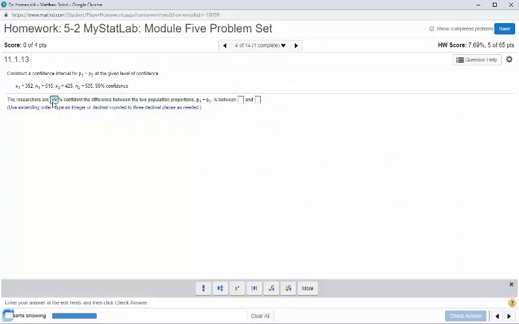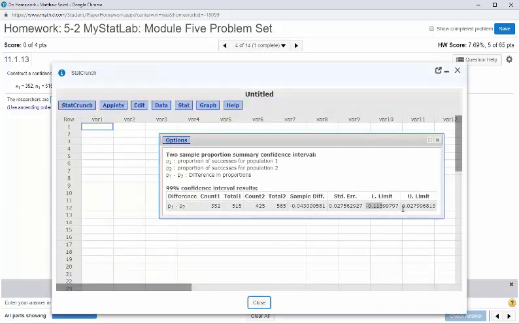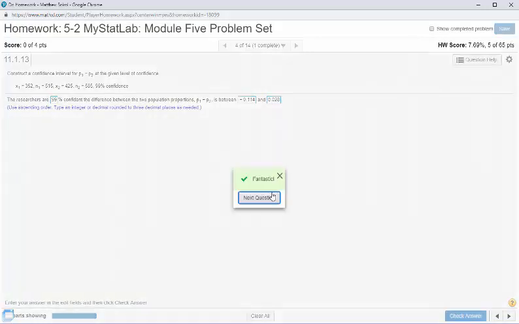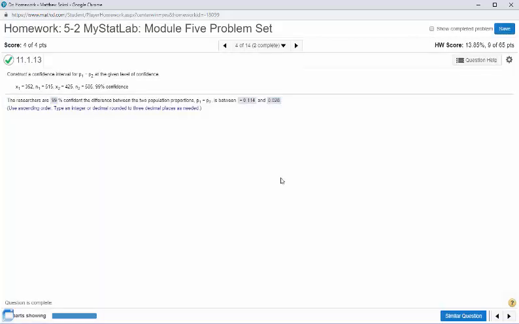Researchers are 99% confident the difference between the two population proportions is negative 0.114. And then to 3 decimal places here, I'm going to have to round that last digit to an 8. So it's going to be 0.028. Like this. And we got it. So as you can see, anything that involves these calculation problems, just StatCrunch. Very quickly done in StatCrunch.